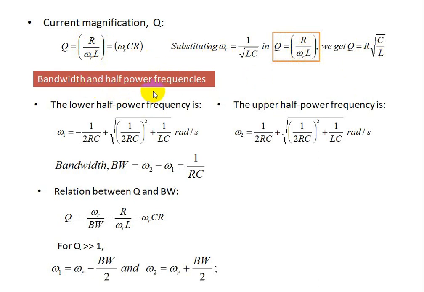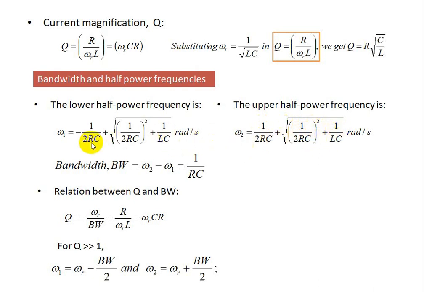Bandwidth and half power frequencies. The lower half power frequency is omega 1 equal to, in this case, minus 1 by 2RC plus under the root of 1 by 2RC whole square plus 1 by LC radians per second. Similarly, the upper half power frequency is omega 2 equal to 1 by 2RC plus under the root of 1 by 2RC whole square plus 1 by LC.